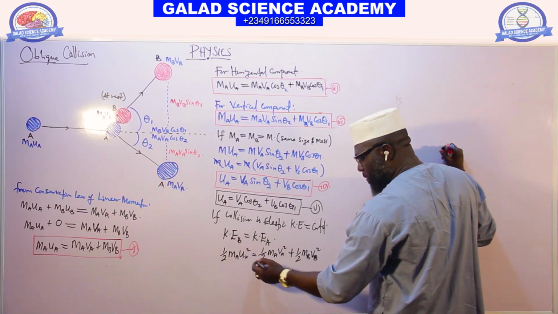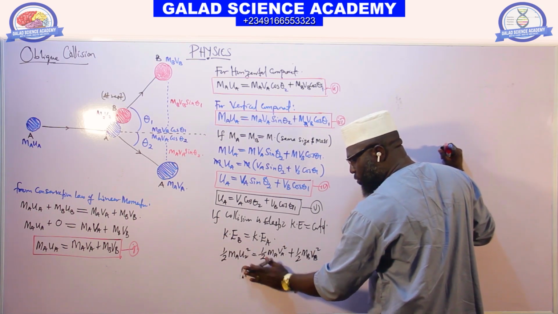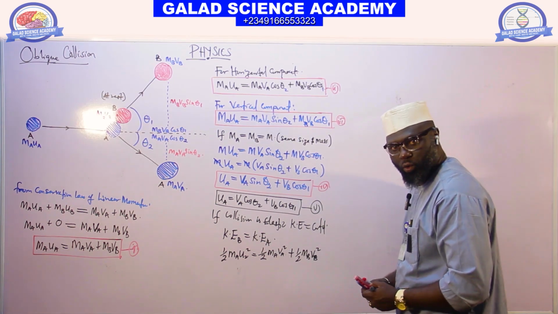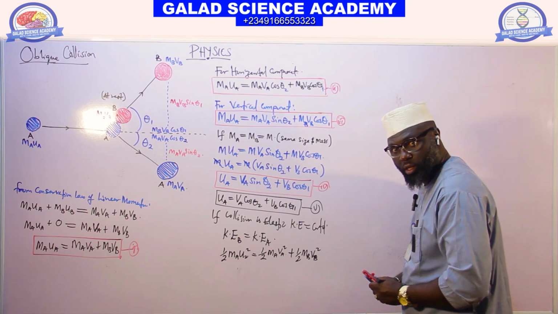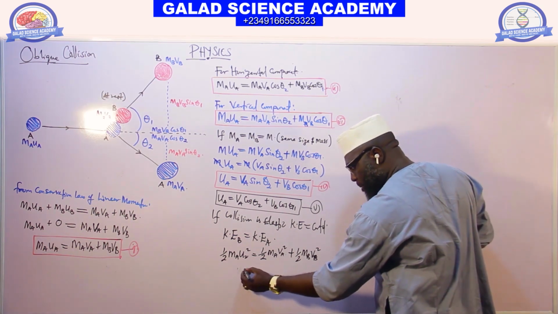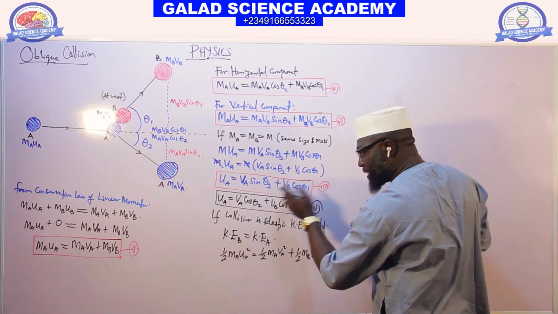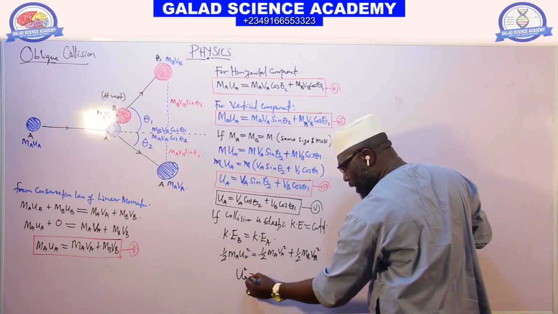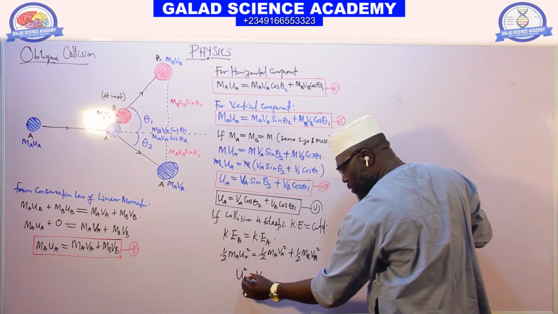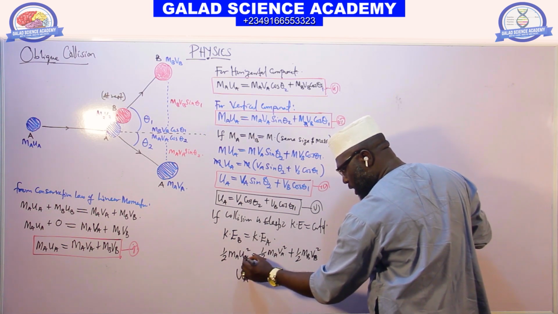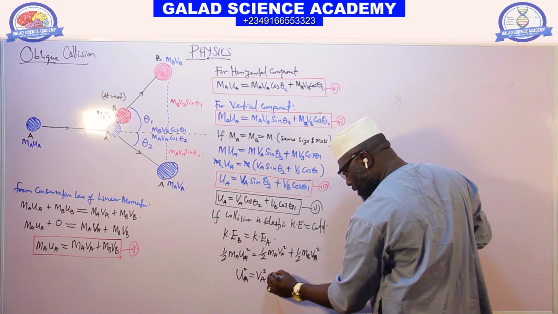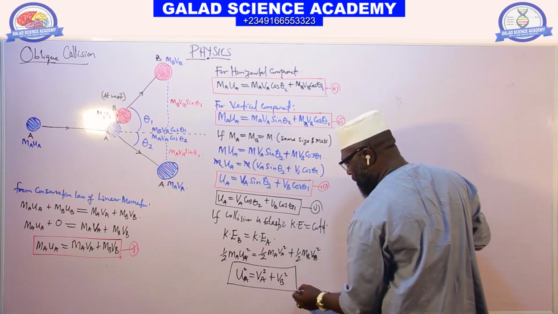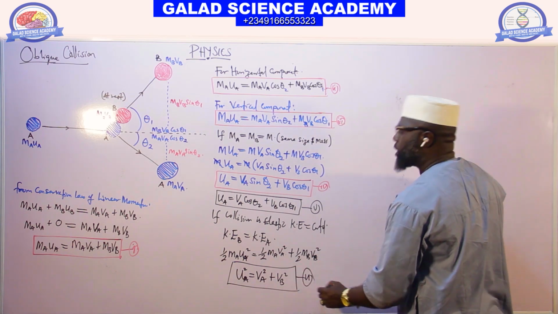So from this expression now, if the masses are the same, they cancel each other, and you will now have UA square equal to VA square plus VB square. Equation 6.